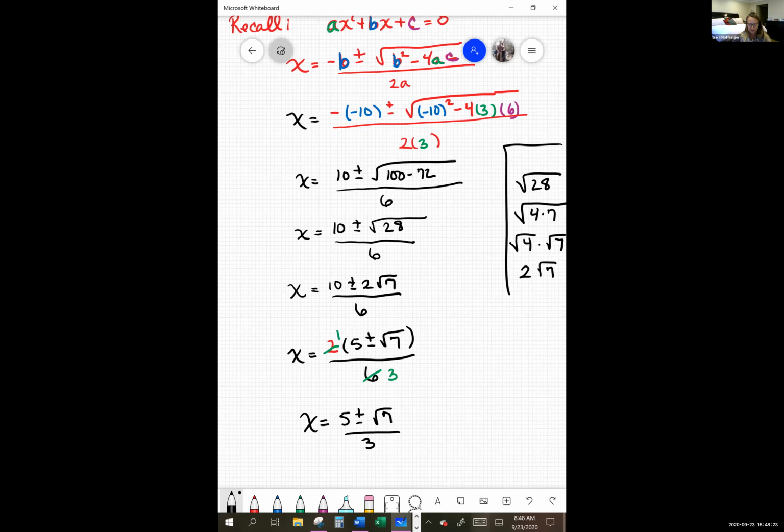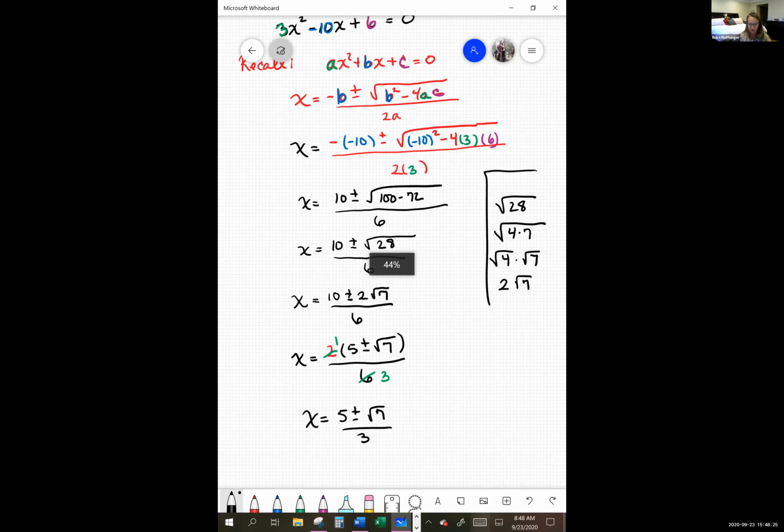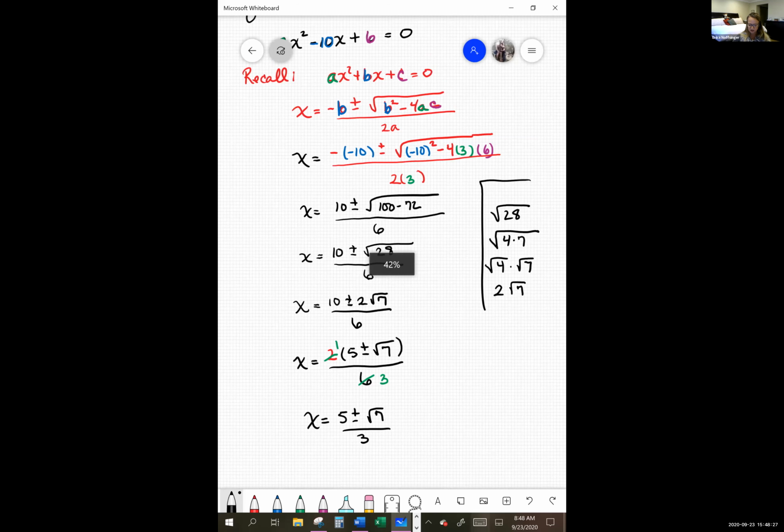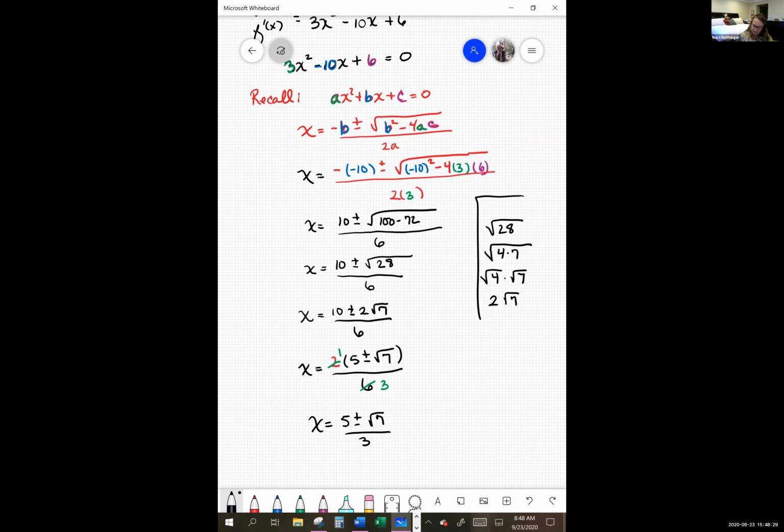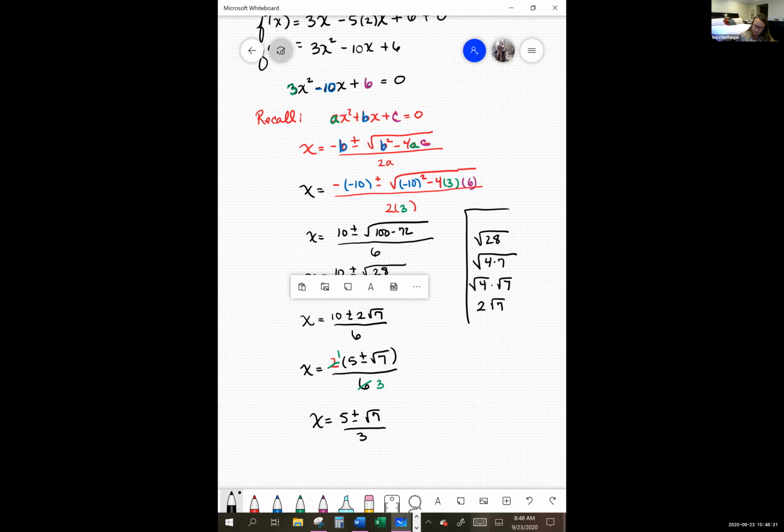Okay, so there are 2 places where you would find that the graph is horizontal. And that's going to be when x is equal to 5 plus root 7 all over 3 and 5 minus root 7 all over 3.